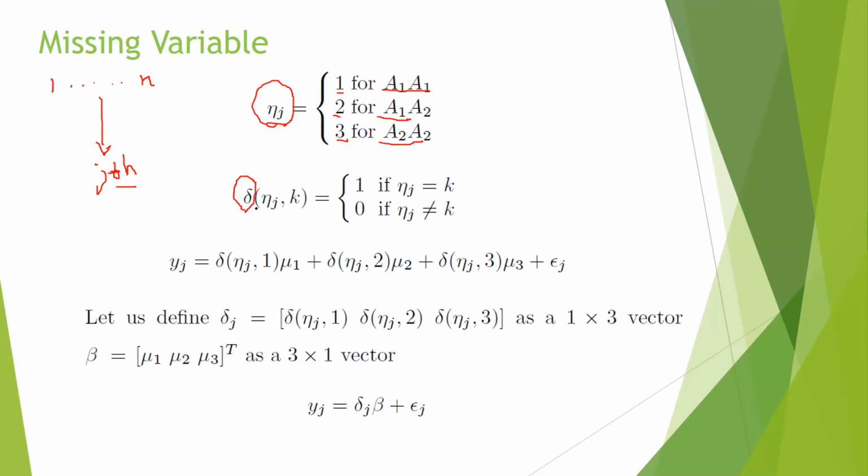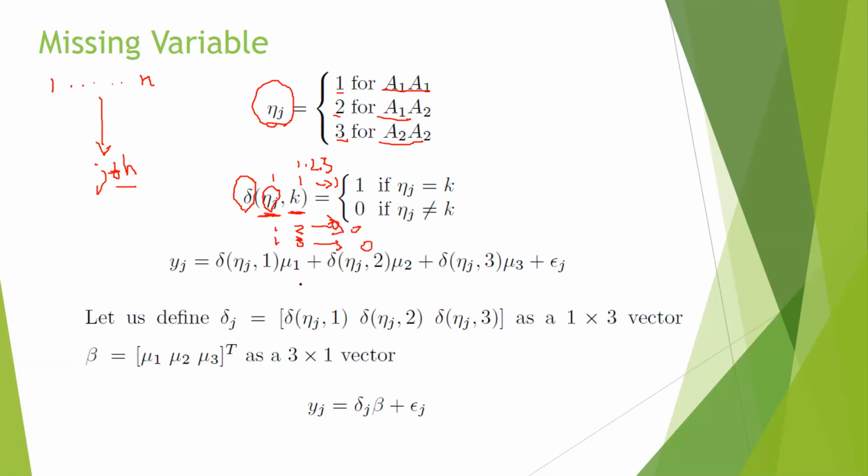In this indicator function, we compare this variable with any cluster k, which equals 1, 2, or 3. If eta j equals 1, then delta j,1 equals 1, but delta j,2 equals 0, and delta j,3 equals 0. Is that clear? Yep. Okay, very good.